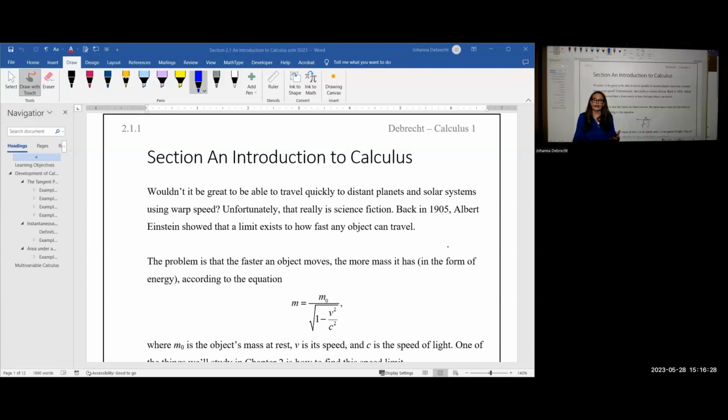This is what's called a limit. The idea is I never actually get to where my velocity is the speed of light. I get close to it. And what does it look like it's going to be? And this is how Einstein discovered that it was not possible and there was no warp speed. So, what are some of the different things that led to the development of calculus? Let's take a look.